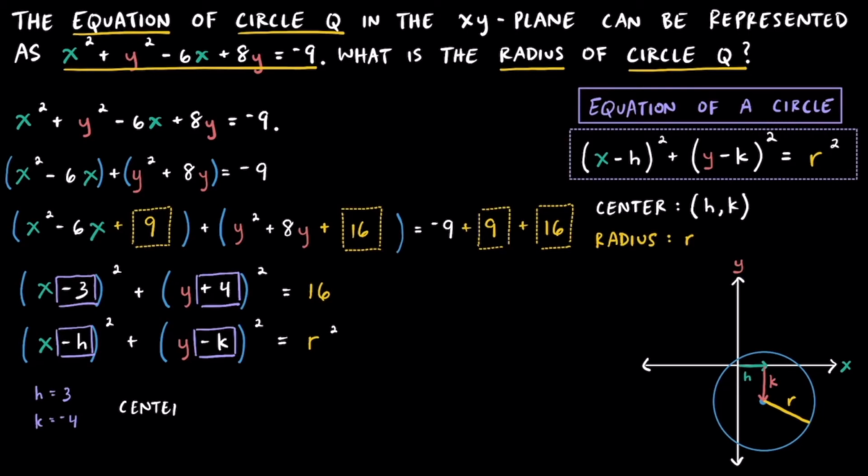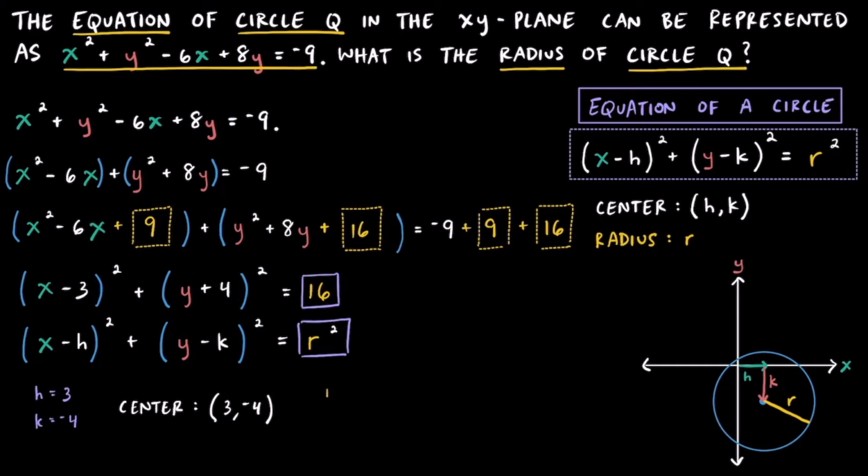Based on this, we know that the center of the circle is located at 3, negative 4 in quadrant 4. And on the right side, we know that this 16 has to equal r squared, so taking the square root of both sides, we know that r, or the radius, is equal to 4. Therefore, we can answer this question by saying that the radius of circle Q is equal to 4 units long.